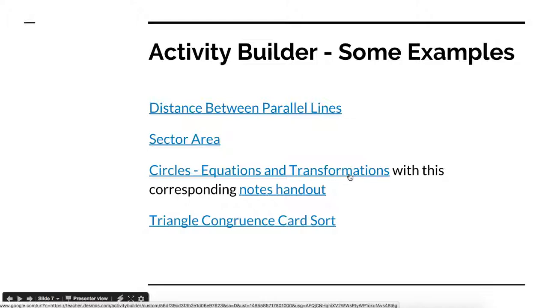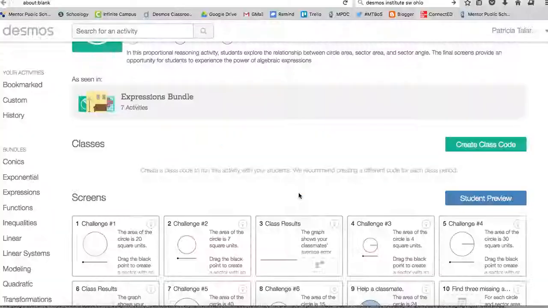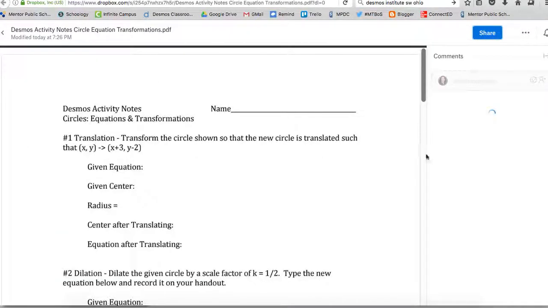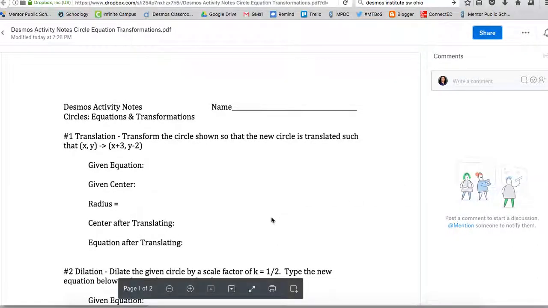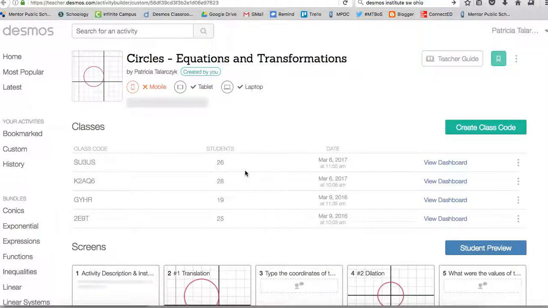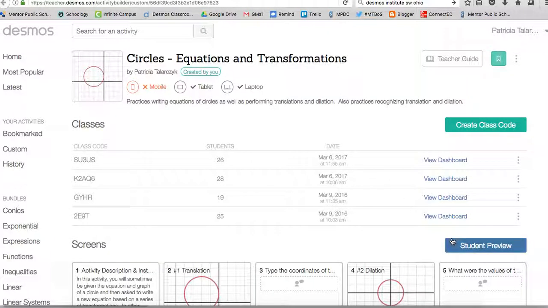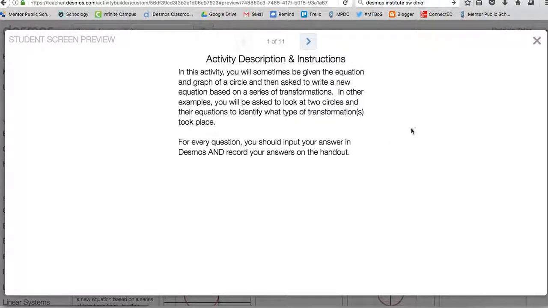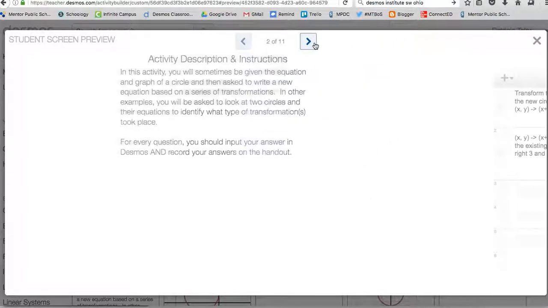Equations of circles and transformations of equations. This one I made myself and made a notes handout to go along with it because I found that with some lessons, students would move through their Desmos activity, and for whatever reason, they think that if they're doing work on the computer, that they don't have to write anything down. So I started creating handouts to go with my lessons.